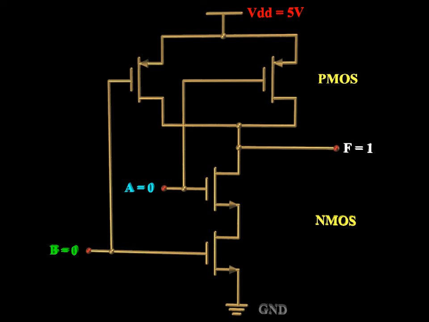PMOS transistors are normally on, meaning when the voltage on the transistor input is 0, voltage flows between the drain and the source. So as long as either A or B or both are off, which is 0, the output F receives VDD, or 1.